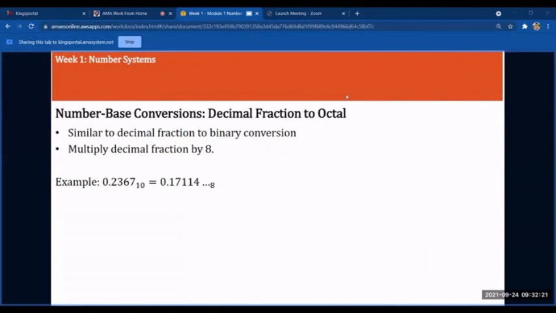So, number base conversion naman pag decimal fraction to octal. So, when it comes to decimal fraction to octal, what we have to do is similar to decimal fraction to binary conversion, wherein this time, imumultiply lang natin yung decimal fraction by 8. Okay? So, same lang po. So, please do refer to your decimal to binary conversion and multiply the decimal fraction by 8.